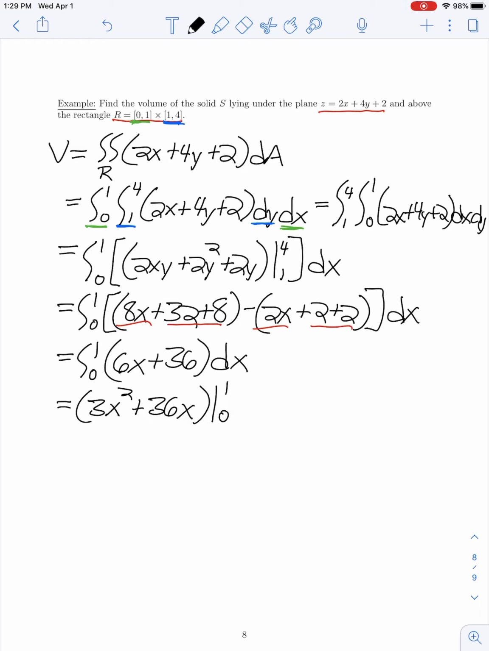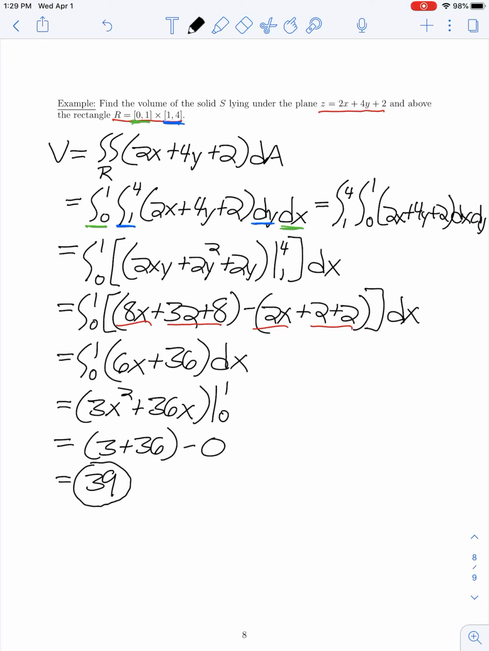And we're integrating this with respect to x. So our antiderivative is then 3x squared plus 36x, evaluated from 0 to 1.